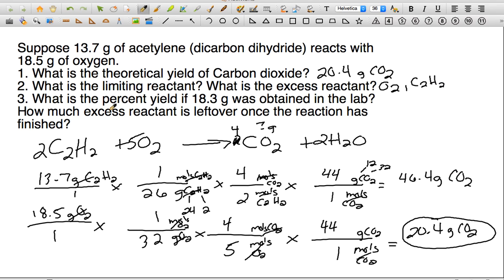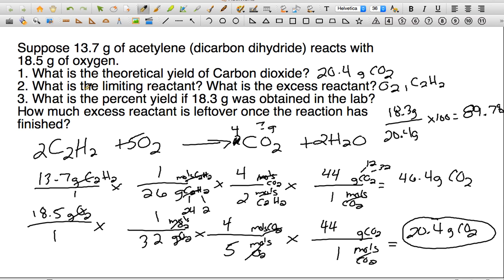Okay. Next question says, what is the percent yield in the lab if 18.3 grams was obtained? So this is what you actually got. You actually got 18.3 grams in the lab. Theoretically, you were supposed to have 20.4 grams. So to find our percent yield, we're going to take our 18.3 divided by our 20.4 and then multiply that by 100. If I can get my calculator to work. Sorry, 18.3 divided by 20.4 multiplied by 100, I get 89.7% yield. So not bad for a lab, 89.7% yield.